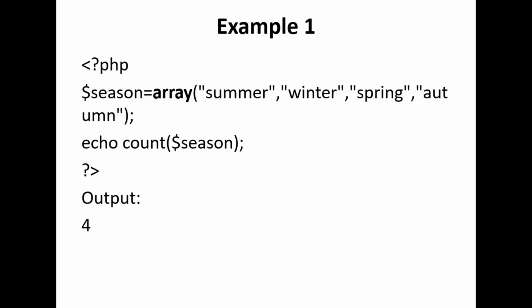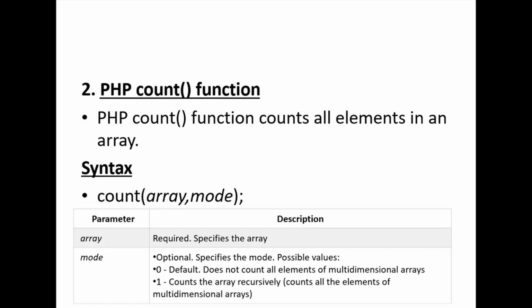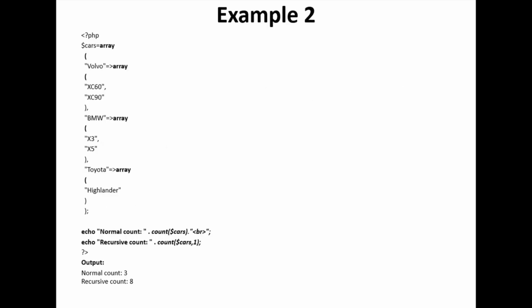The example of this function: $season equals array summer, winter, spring, autumn. This is the complete array, and we use the echo statement, count $season. The output for this is 4. Why is it 4? Because it has 4 elements. What are the 4 elements? Summer, winter, spring, and autumn. So these are all the 4 elements in the array. This count function counts all the elements in that particular array.